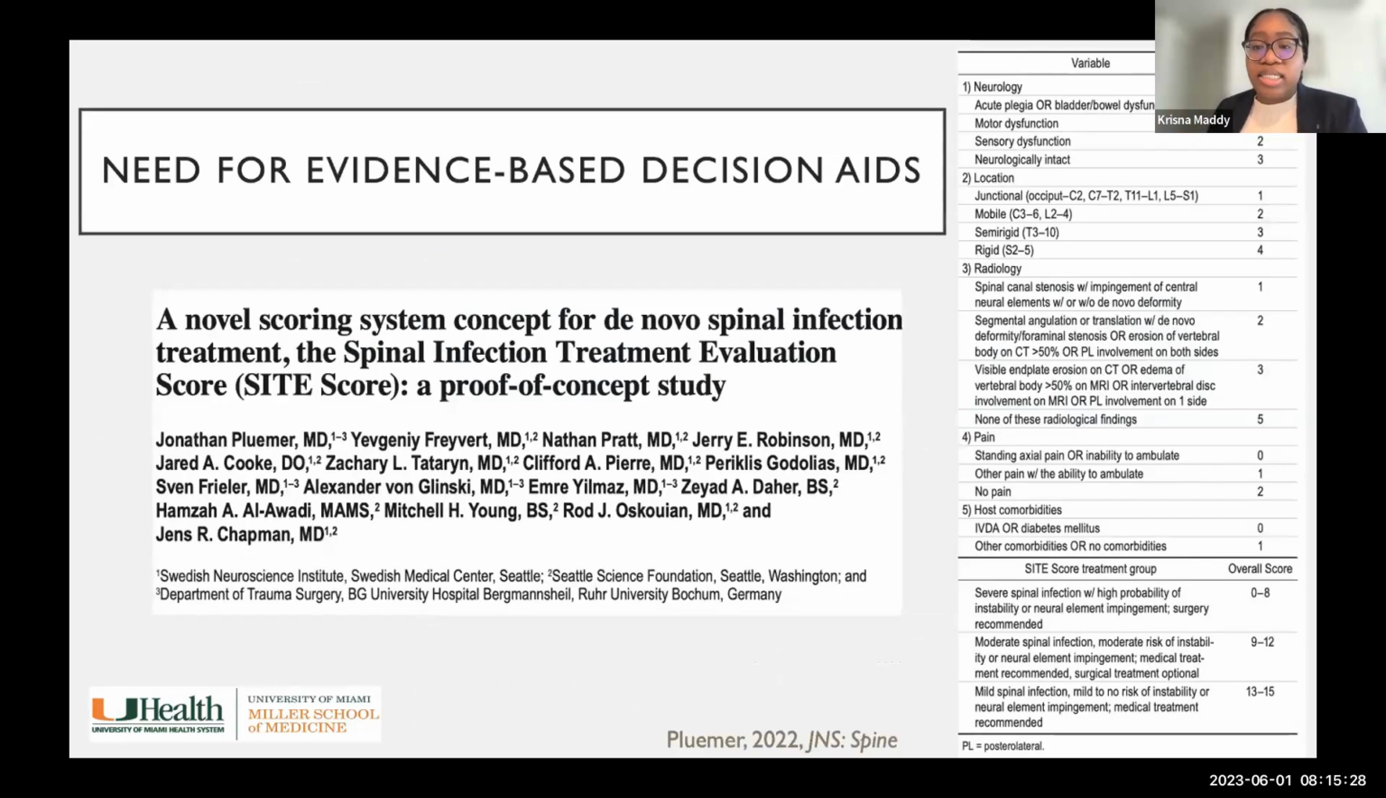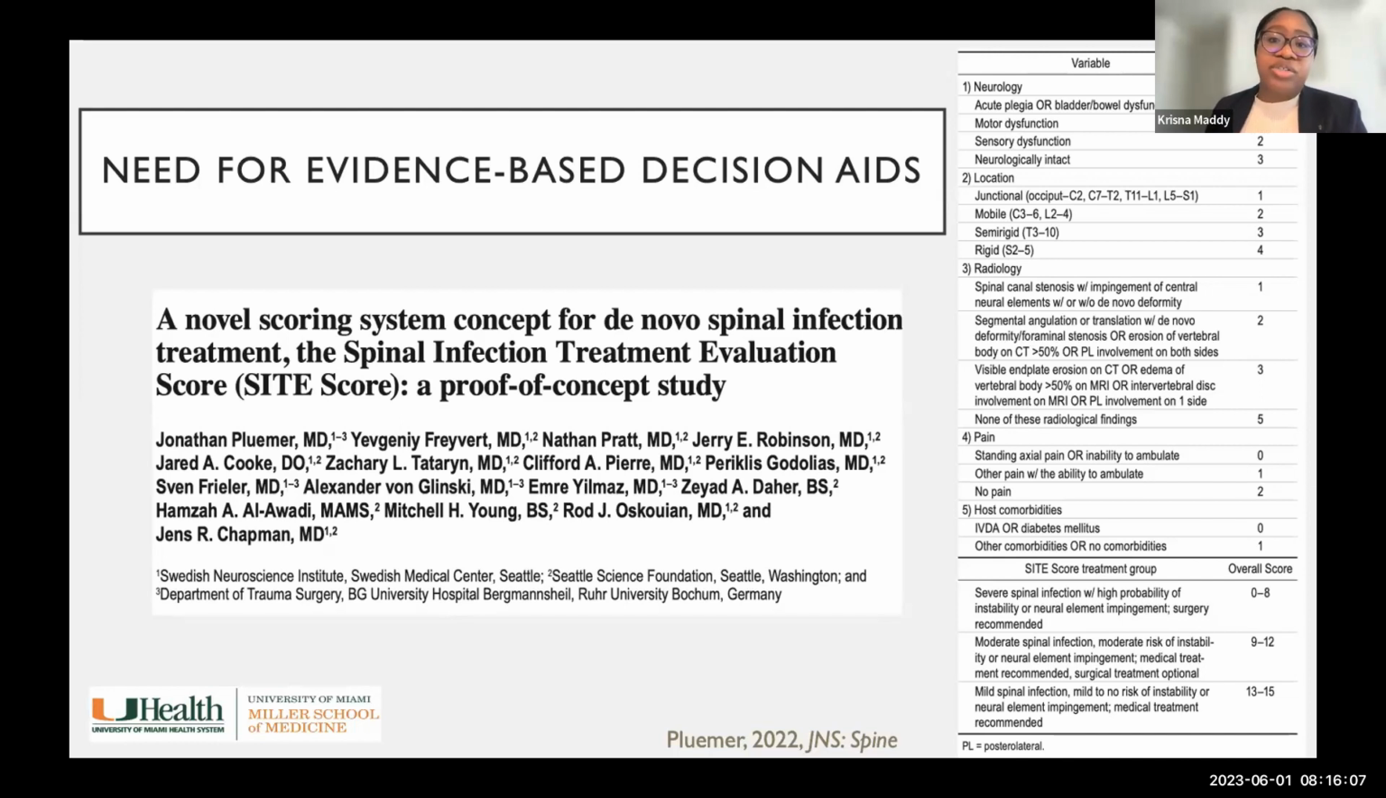And really, this work highlights from our review that there's a need for evidence-based decision aids. And in the past couple of years, there's been a little bit of a focus on how do we surgically manage patients with spinal infections. One study that we found created a proof of concept study called the SITE, the Spinal Infection Treatment Evaluation Score, by the group by Plummer et al. And they created this decision aid that allows you to decide if a patient should or should not be taken to surgery for management of their spinal infection, taking into account location, radiological imaging, their neurological deficits, pain, as well as a host of other comorbidities.